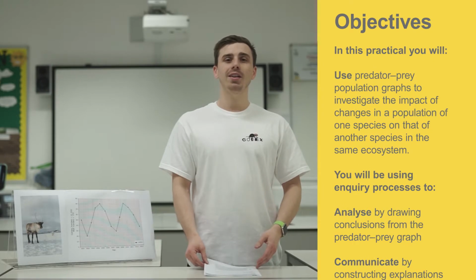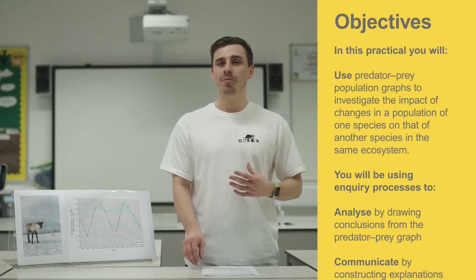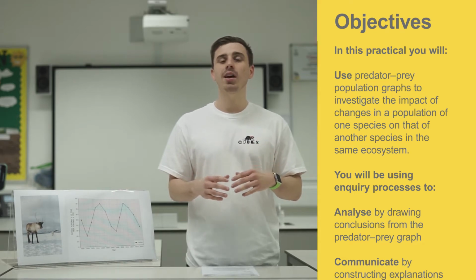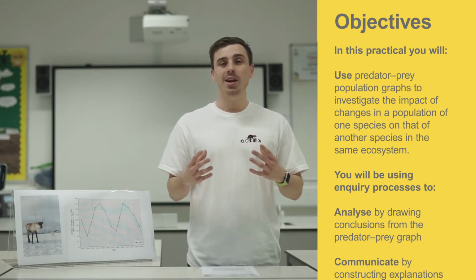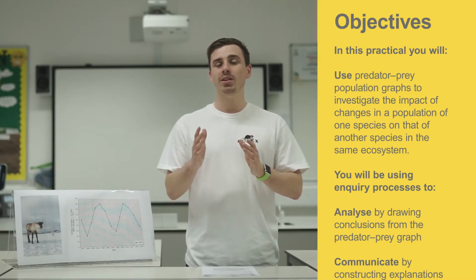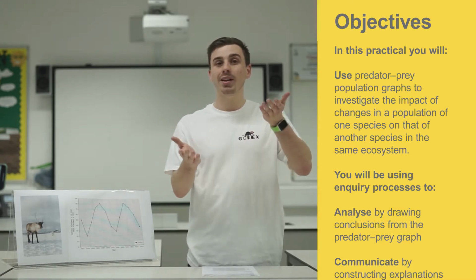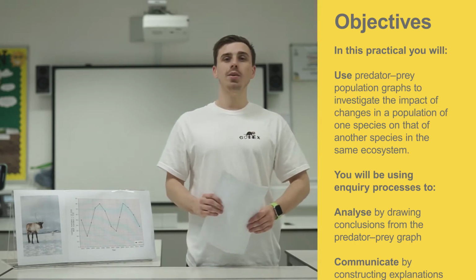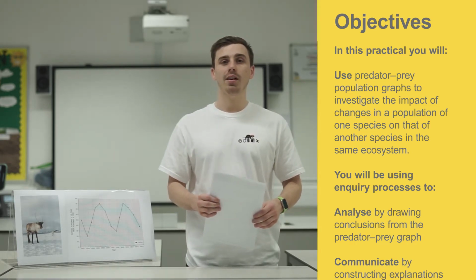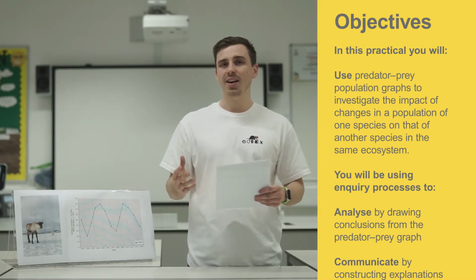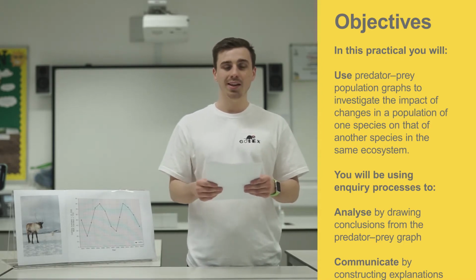So this topic feeds into the interdependence topic that we've been looking at so far, where we've been looking at the interaction between various organisms in an environment. Today we're going to be looking at that interaction between predators and prey. We're going to look at the numbers of those, how those numbers fluctuate, so how they go up and down over a period of time. To do this, we are going to use predator-prey relationship graphs to look at how one species affects the numbers of another species within an ecosystem.